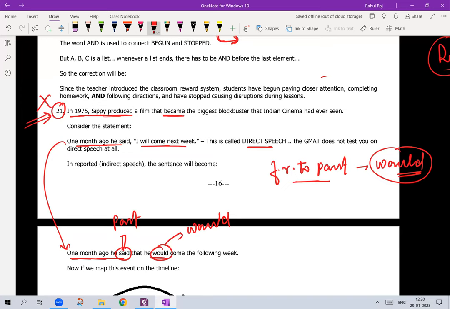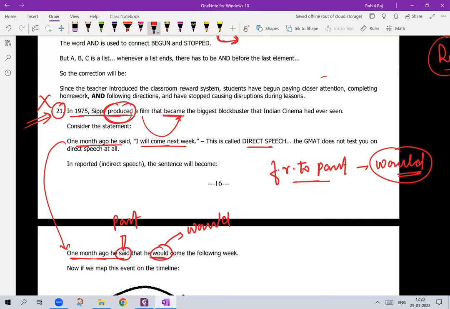So see, Sippy produced a film that became... now a lot of people say, Rahul, this is a statement where we already know that it has become the biggest blockbuster. Then in that case, you write a simple statement: Sholay was one of the biggest blockbusters that Indian cinema had ever seen. Don't write the sentence in this way, Sholay produced a film and it became. Now you can 100% question me, it has actually become, Rahul. Then you just say, Sholay was one of the biggest blockbusters that Indian cinema had ever seen. Do not write a sentence in this way, Sholay produced and it became. That's crap. You should not be writing that. That's a simple rule of GMAT.